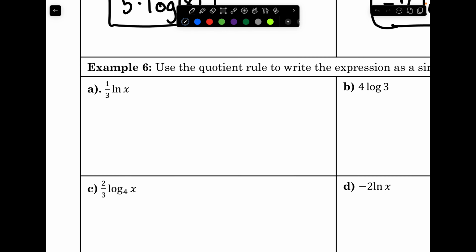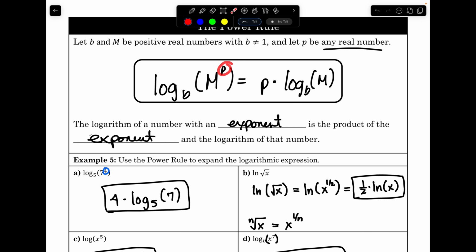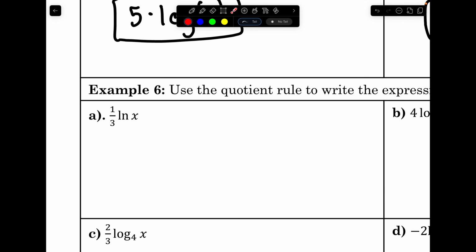Okay, like I mentioned earlier, remember this is biconditional. So if I can pull the exponent and multiply my log by that exponent, I can go backwards. If I'm multiplying a log by some value, I can make that scale factor, that scalar, into the exponent of the value inside. So let's look at example 6a. Our natural log of x is being multiplied by the scale factor of 1/3. Using this property to condense, I can write this as the natural log of x raised to the 1/3 power.